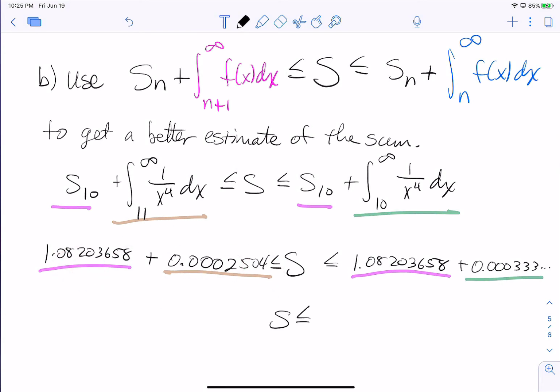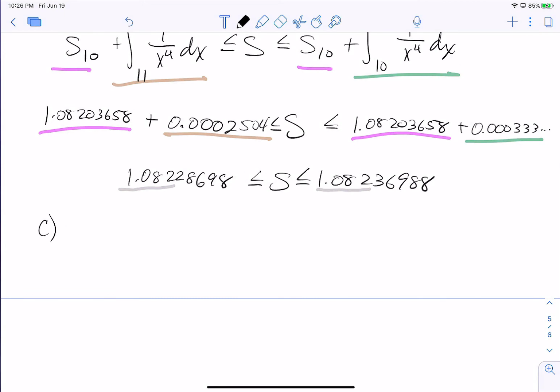We can then say that S is between 1.08228698 and 1.08236988. Notice that these two values both start with 1.082. So we at least have that degree of accuracy for the sum from adding up 10 terms in the series.